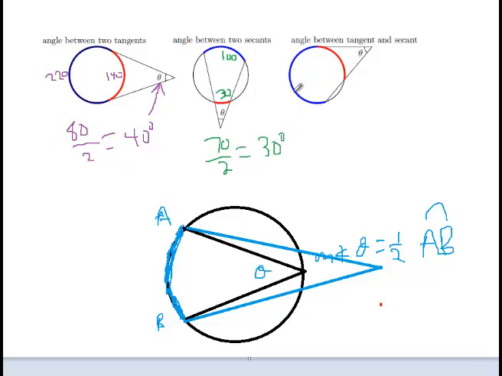Over here, let's say this looks to be about 200 degrees. Now this doesn't include the entire circle, so this arc is not going to be the full 160. So let's say this arc is 100. Well, then the difference between the arcs, 200 minus 100 is 100, divided by 2, and theta in this case is 50 degrees.